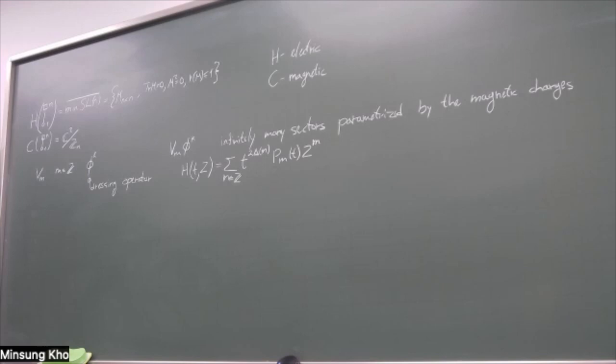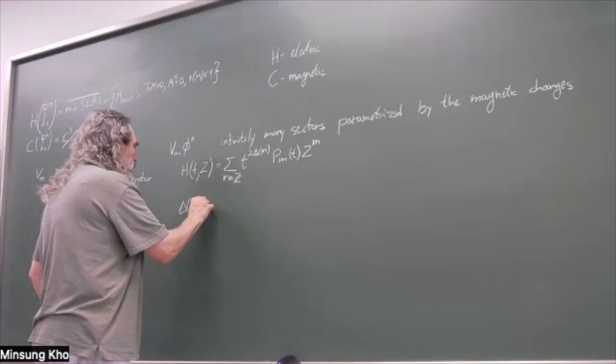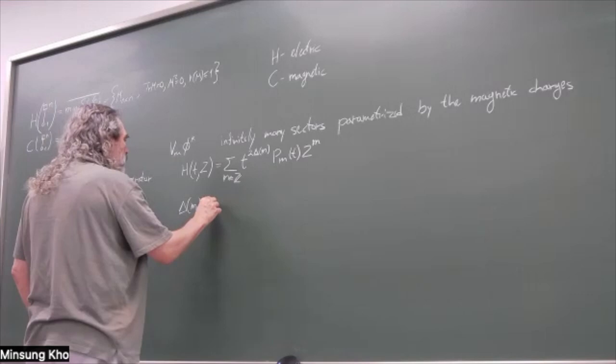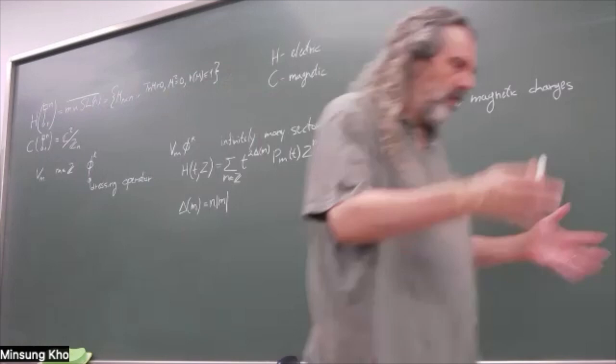Delta is the scaling dimension of the monopole operator V_m, and it has a simple expression. It's going to be proportional to the magnetic charge, but it doesn't care about the sign. And because I have n flavors, it's proportional to the number of flavors. So it's this value. There will be generalized formulas for cases where I have non-abelian gauge groups or a product of gauge groups.